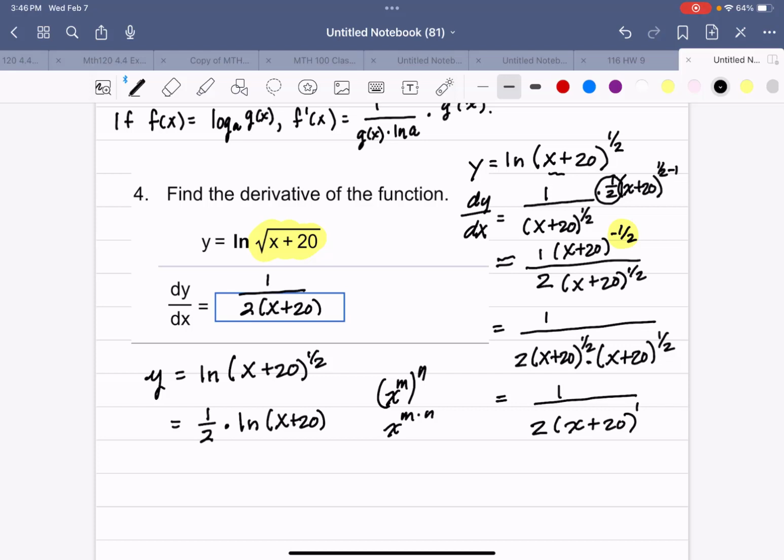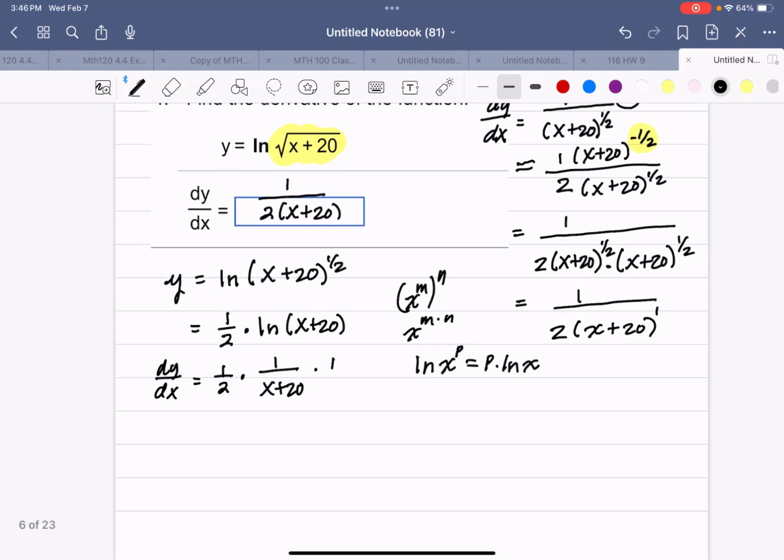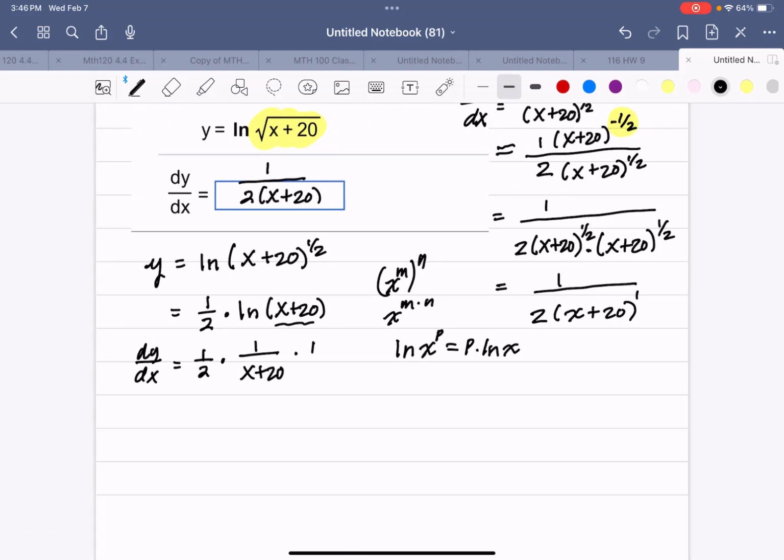So the property of log says the natural log of x to the p is the power times the natural log of x. So I've just brought my power to the front. So my dy dx, a little easier this time, is 1/2 times 1 over x plus 20, basically times 1, right? Because the derivative inside there is just 1. So you'll notice that it's the same answer, 1 over 2 times x plus 20.